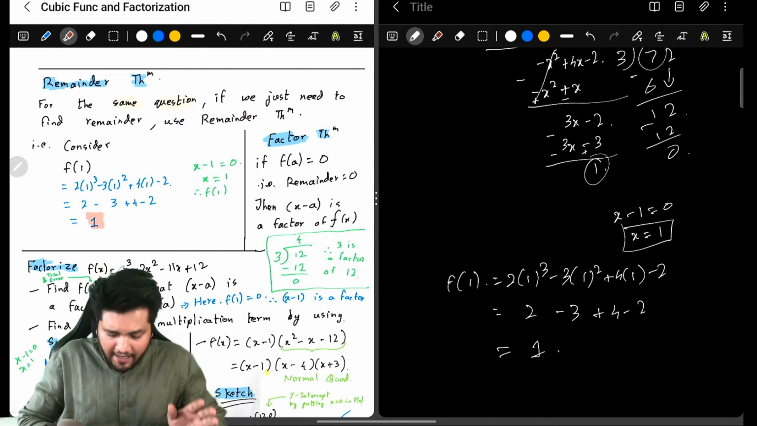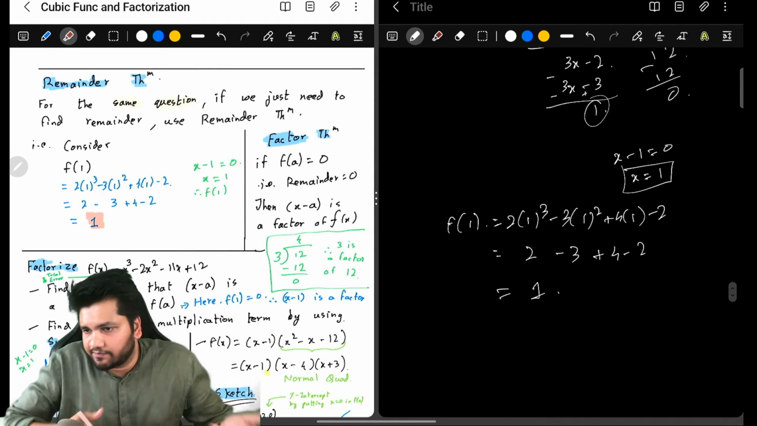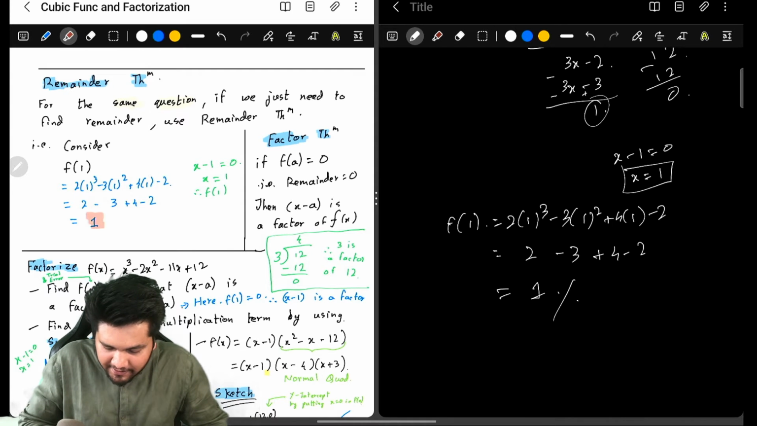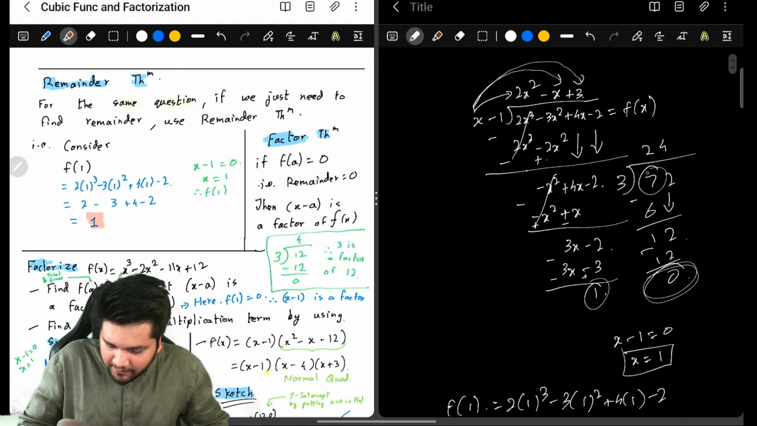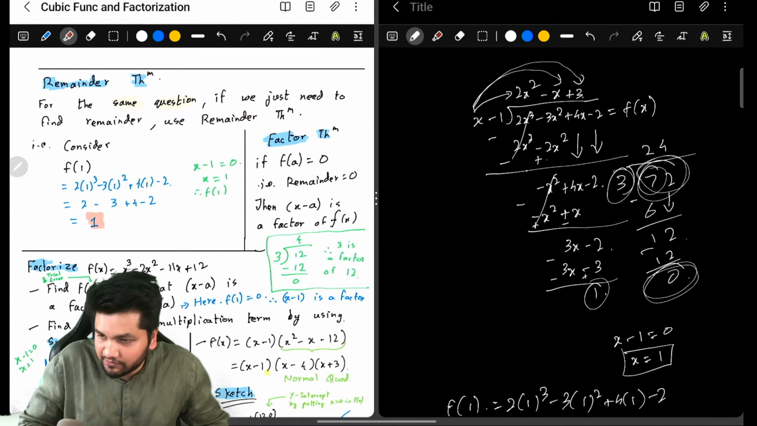But if I put f of 2 or 3 or something like that, and if I get 0 as the remainder, then obviously it becomes a factor, because if the remainder is 0, just like here, 3 is a factor of 72 in numbers.